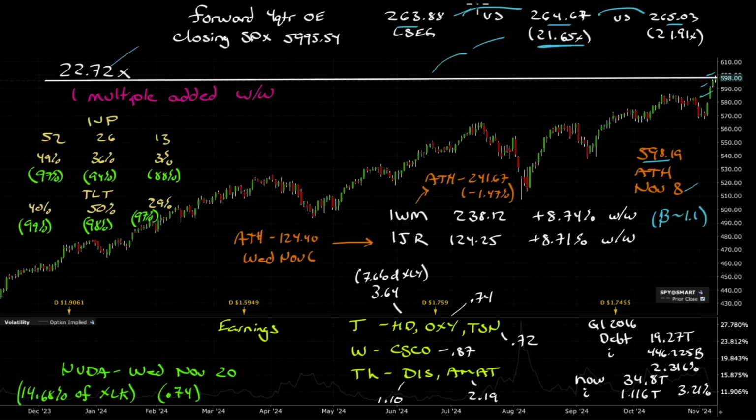So the market has no choice but to get more expensive. 22.72 times forward earnings, threatening 23 times. If we're going to round off, it's 23 times forward earnings. A whole multiple added week over week. Lots of euphoria in here. And the narrative, which is something you can't fight.